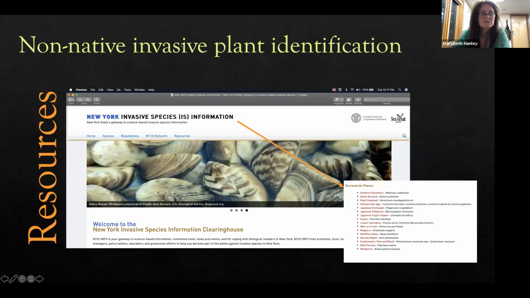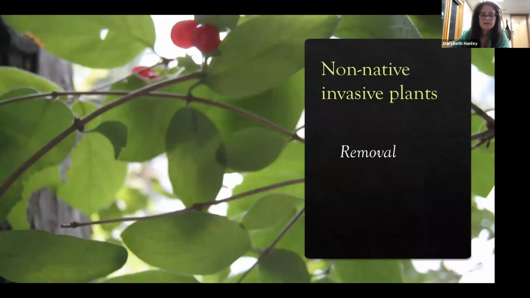So like I mentioned in the beginning, I'm going to give some resources just for further information. The New York invasive species information clearinghouse has a lot of information on invasive species, plants and animals, and several of the terrestrial plants that I mentioned. They have profiles on them, and there's a lot of information on plants. I tried to pick out where you could quickly find some good information in New York.